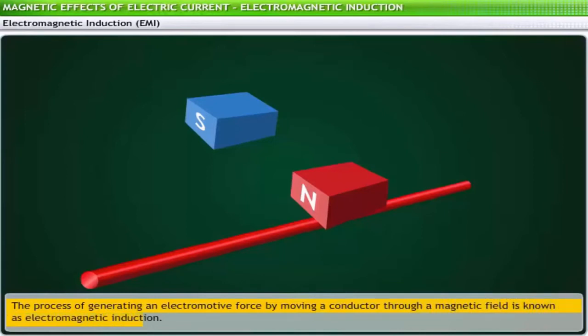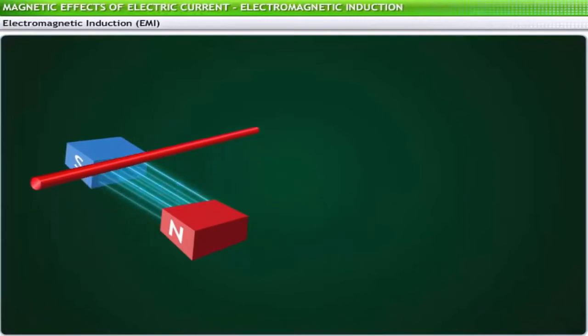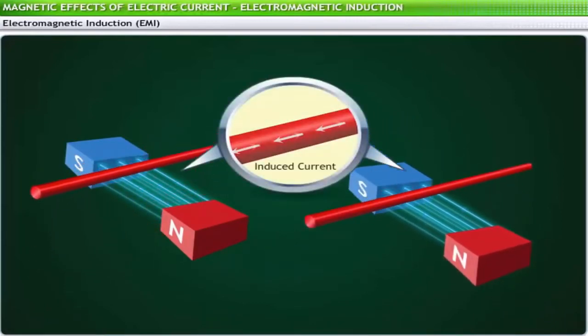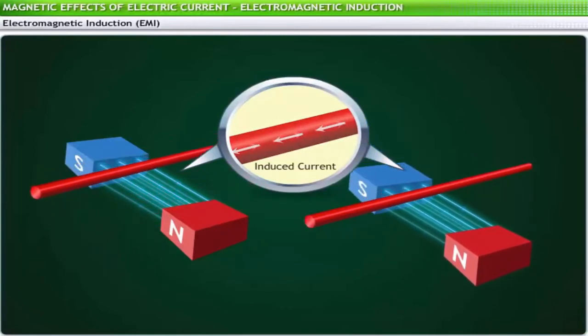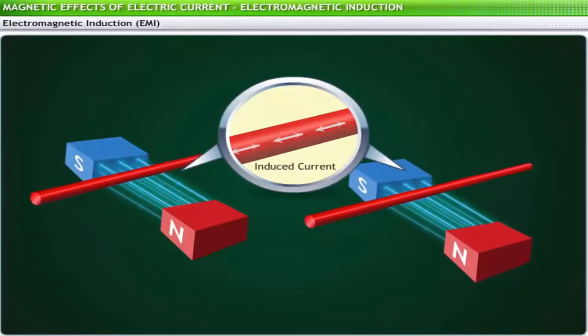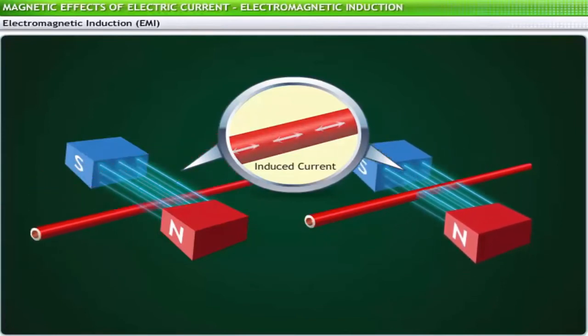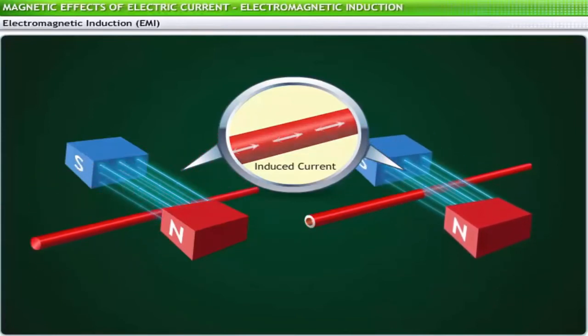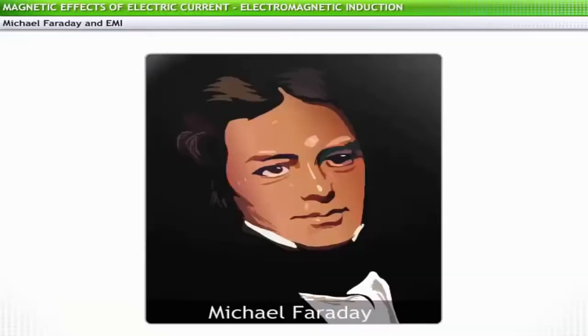as electromagnetic induction. When a conductor is moved in a magnetic field or kept in a fluctuating magnetic field, the magnetic flux linked with the conductor changes. This change in magnetic flux induces an EMF across the conductor. The EMF generated in this way is called an induced EMF, and the resulting current is called an induced current. The phenomenon of electromagnetic induction was first studied by Michael Faraday.